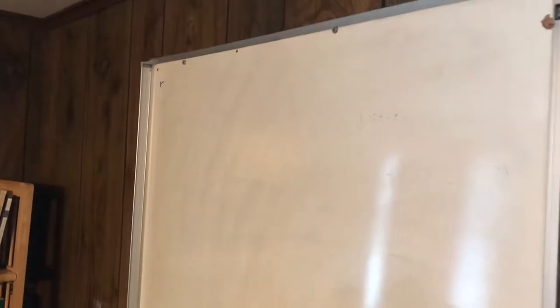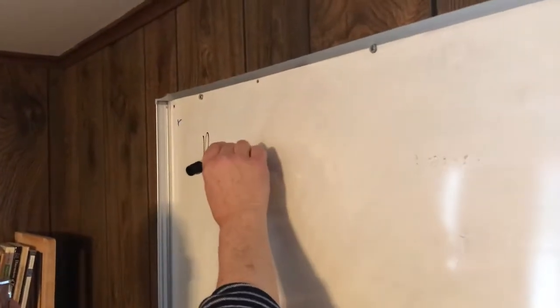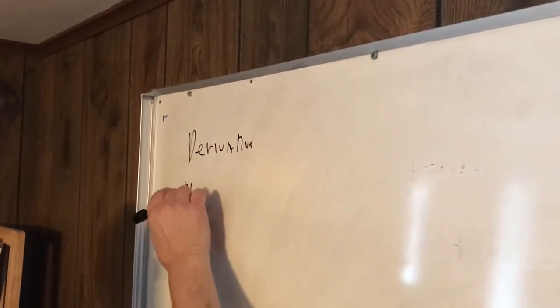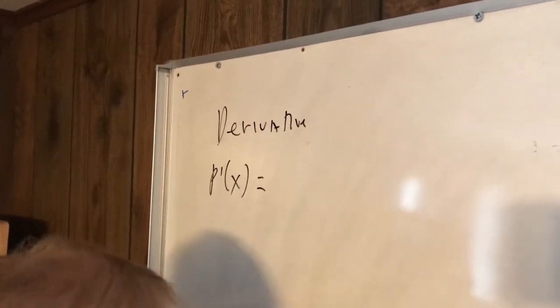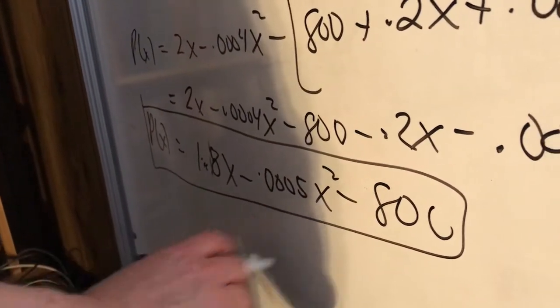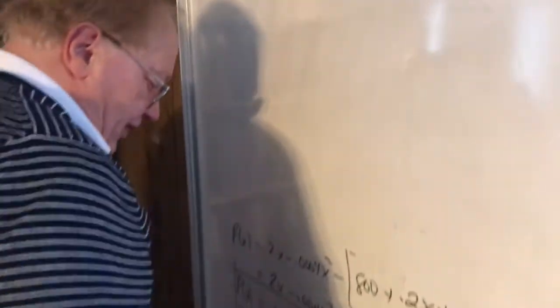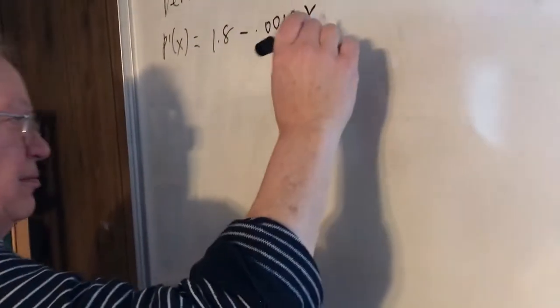So now I want to find the marginal change in profit. So I take the derivative. I've got to stand up for this. So P prime x is going to equal 1.8 minus 0.0005x times 2, which is going to be minus 0.001x, minus 0.